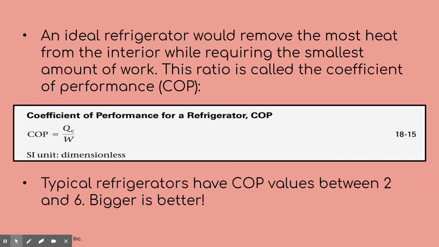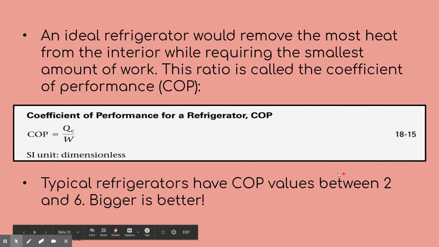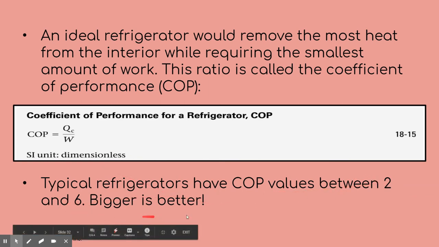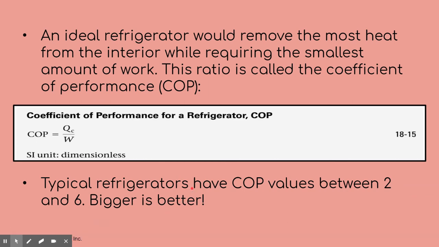An ideal refrigerator would remove a very large amount of heat from the refrigerator while needing only a small amount of work to do so. So that ratio of the work needed to the heat from the cold reservoir is known as the coefficient of performance, or the COP, and we can find that through this equation. Most refrigerators are going to have a value somewhere between 2 and 6, but the larger the COP, the more ideal that refrigerator would be.